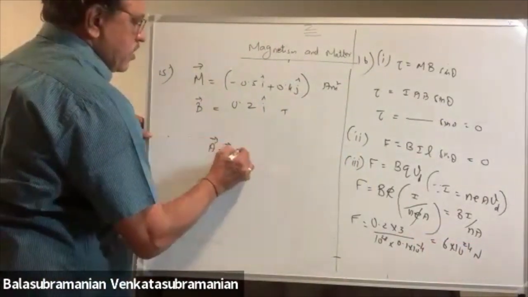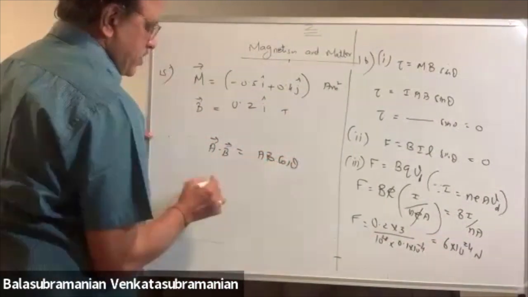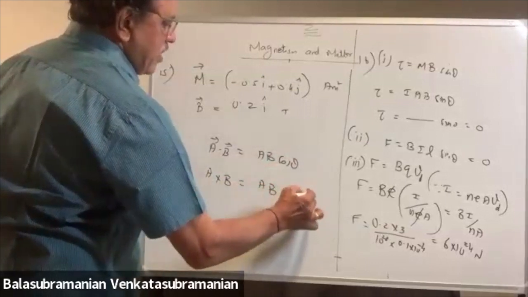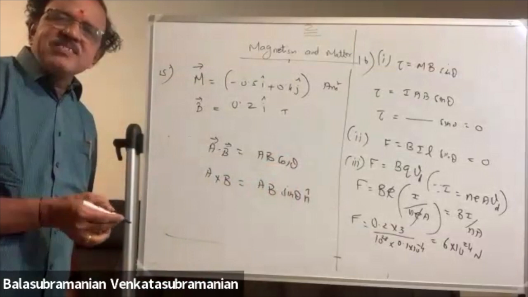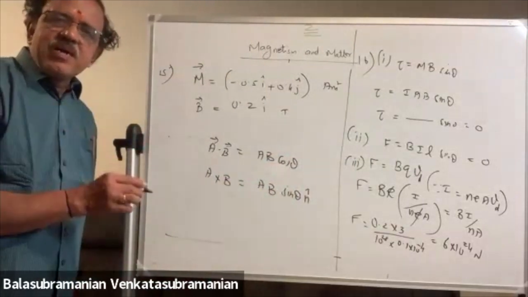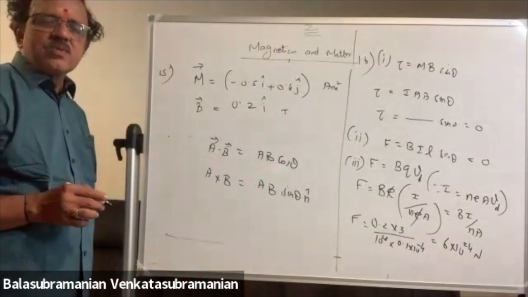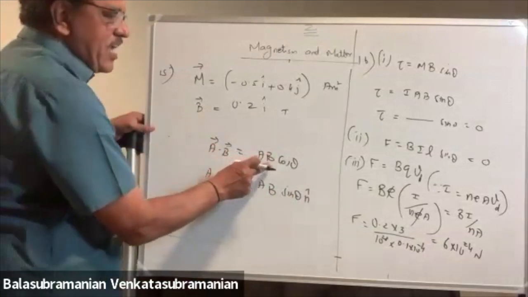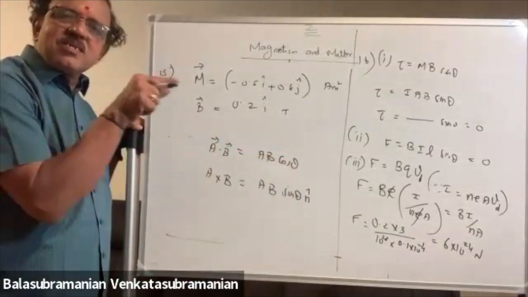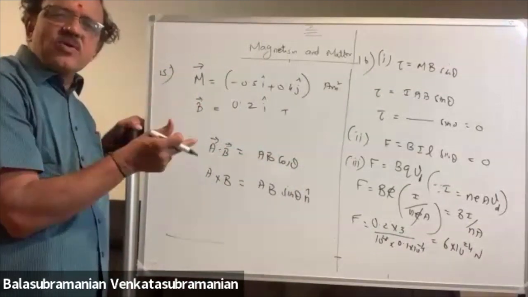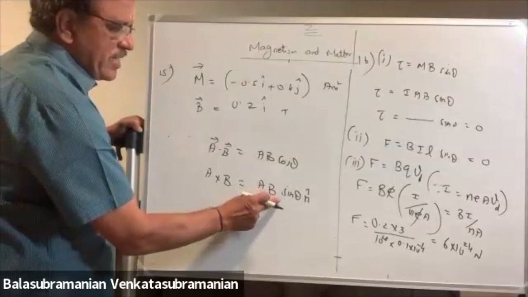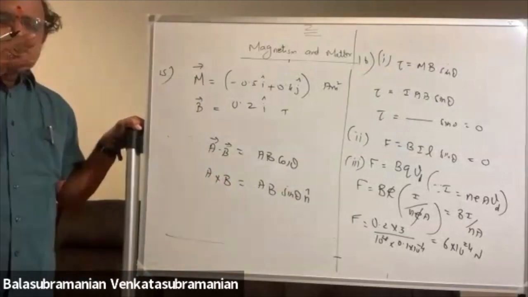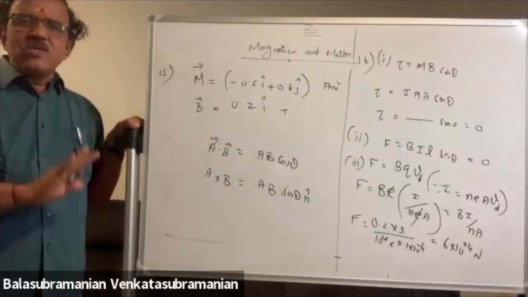A dot B is equal to AB cos theta. A cross B is equal to AB sin theta n cap. So cross product means sin theta, dot product means cos theta. When both vectors are in the same direction, it is AA cos 0. Cos 0 is 1, that is A square. Same direction means theta is equal to 0. AA sin 0, sin 0 is 0. Okay, so this is the basic concept.